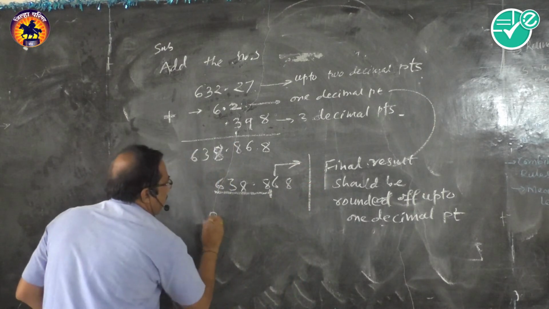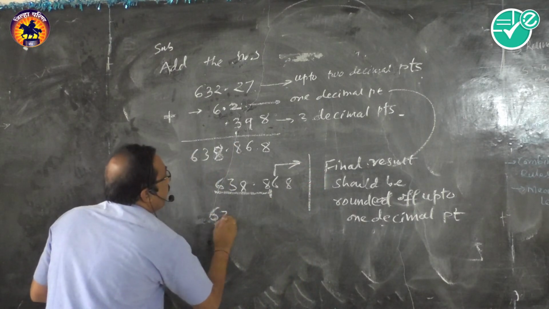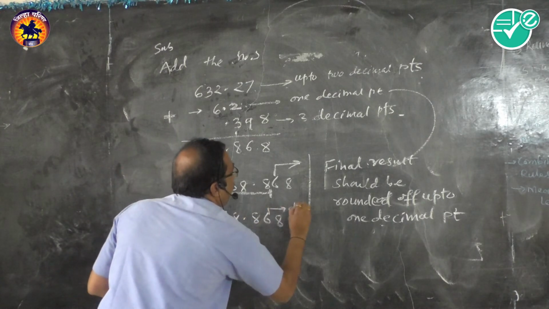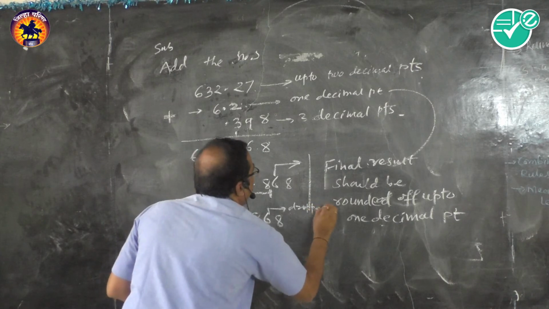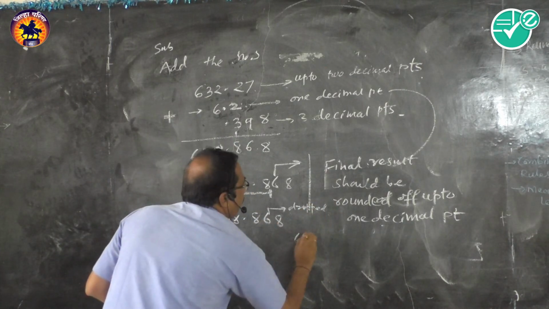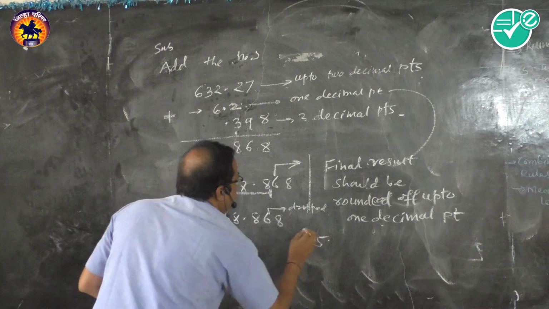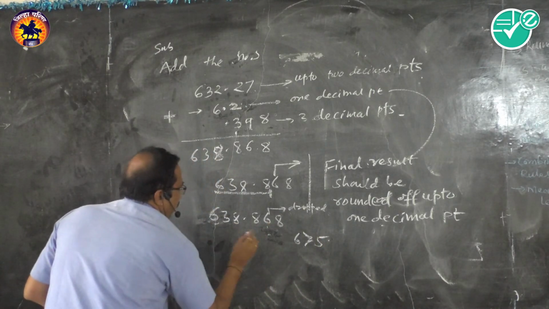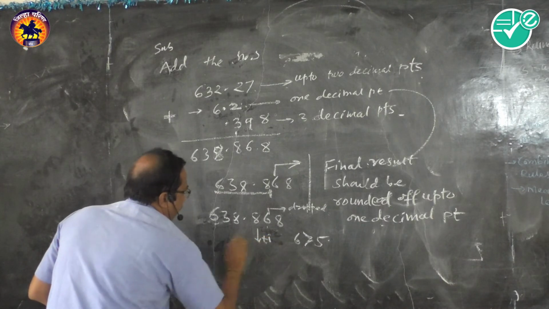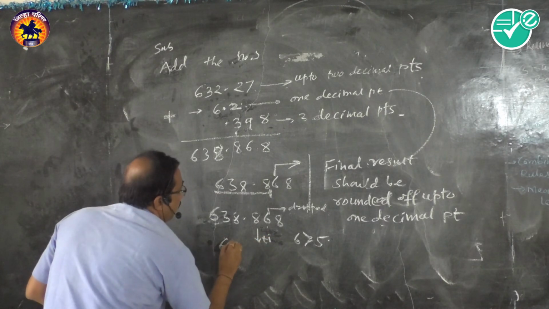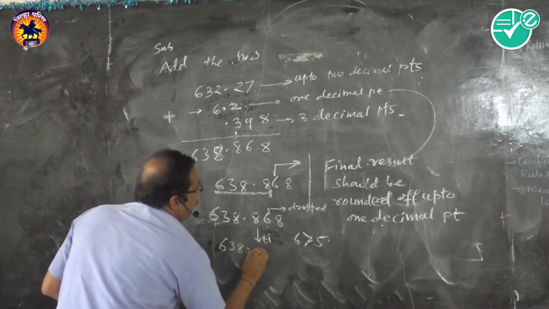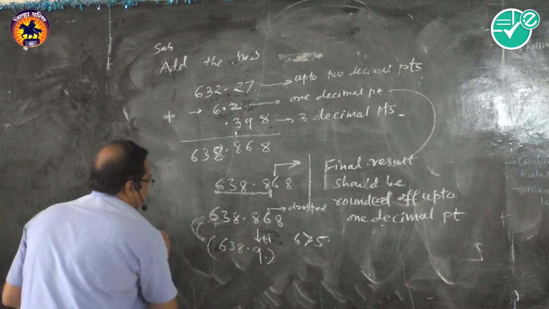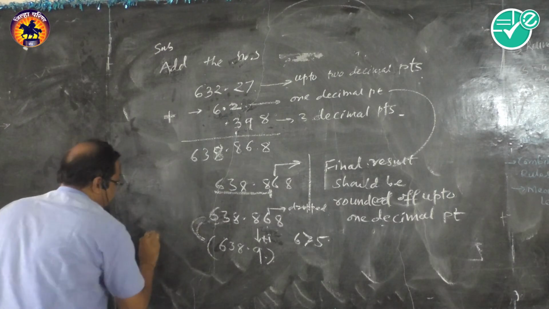So the addition is 638.868. So this is to be dropped according to rule 1. 6 is greater than 5. Therefore, the previous number is incremented by 1. So this is incremented by 1, and 638.9 is the result. This becomes 9. So this is the final answer.